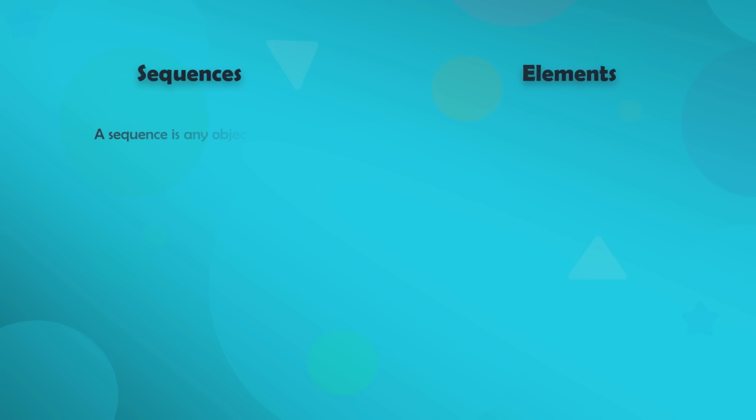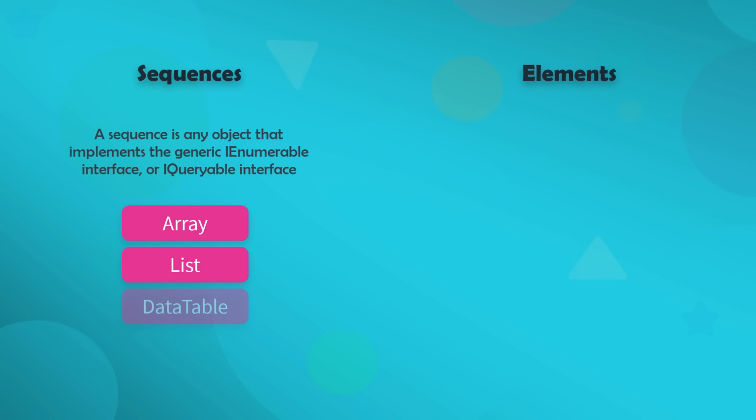A sequence is any object that implements the generic IEnumerable interface, or a queryable interface. It means a sequence could be an array, a list, a data table, a database, or many other data types. The elements are the items inside a sequence. It means a sequence consists of elements.